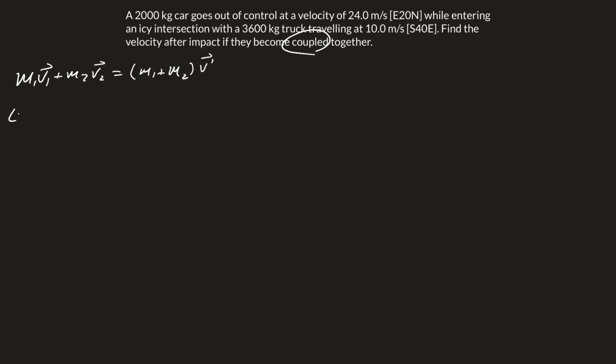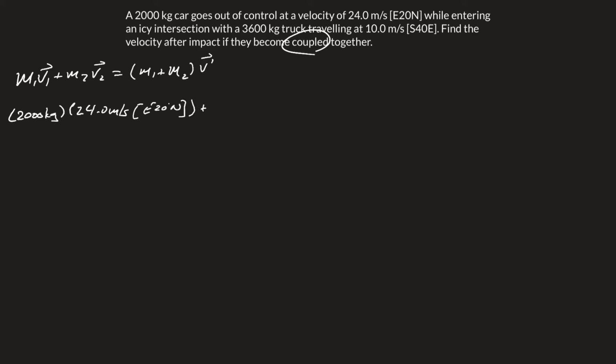So m1, 2,000 kilograms, v1, 24.0 meters per second, east 20 degrees north. And this is important because we're going to keep everything written in here instead of breaking it up into components. And you'll see why when we get towards the end. So that's the first portion.